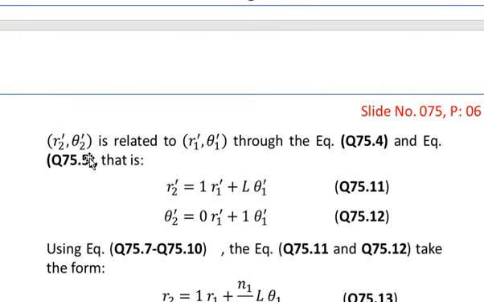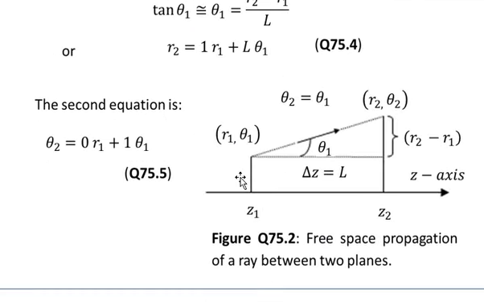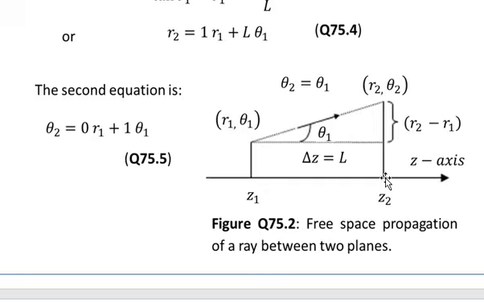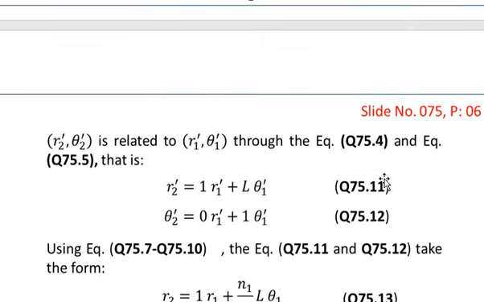Now r2 prime and theta 2 prime are related to r1 prime and theta 1 prime through this equation. So we have r2 prime equal to 1 into r1 prime plus L into theta 1 prime, and similarly theta 2 prime equal to 0 into r1 prime plus 1 into theta 1 prime. Actually these are the same set of equations that we have written for the earlier setup. So both equations are the same, but of course the variables are different.